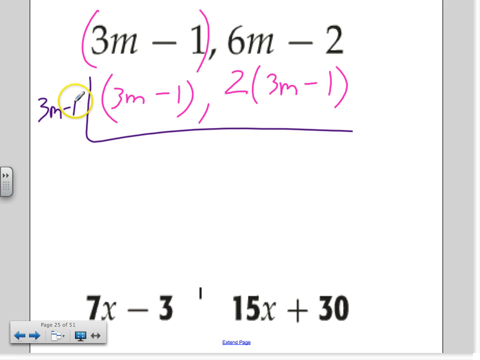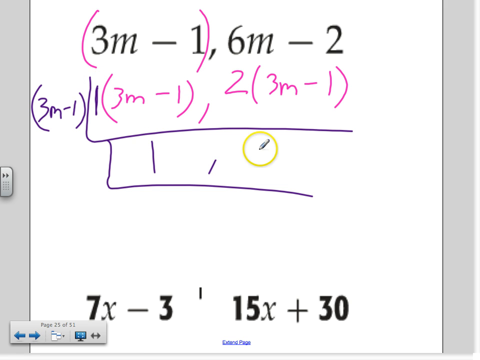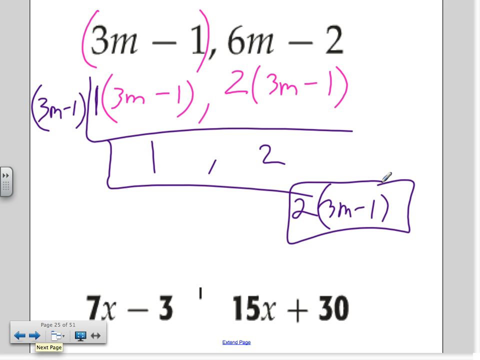So let's say if I take 3m minus 1 out, what is left? 2. Just a 2? Yes. We have two parts here. If we take out 3m minus 1, what's left here? 1. Don't forget there's always a hidden 1 right there if you don't see it, right? So 1 here and a 2 here. So if I want to find my LCM, what is it going to be? What's the final answer? 3m minus 1 times 2. Very good. This right here, guys, is your LCM. Questions on that? On how to find LCM with multiple terms.